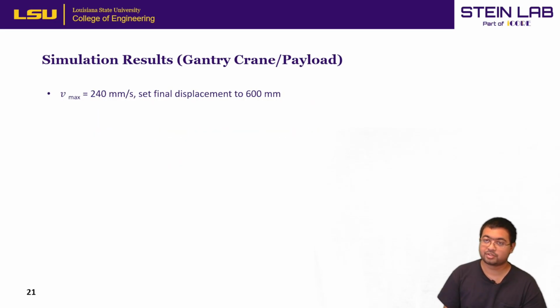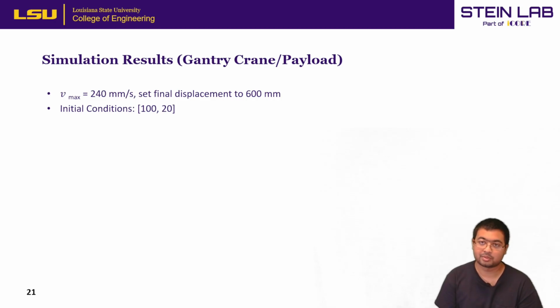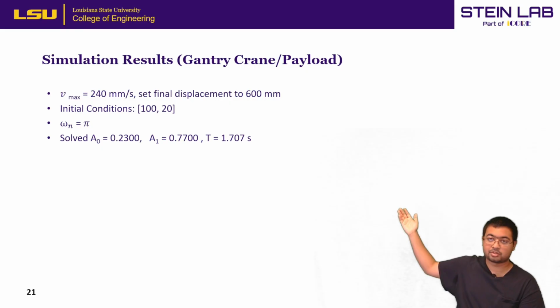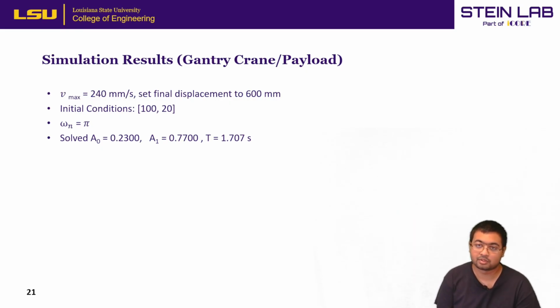For the simulation results of our gantry crane and payload, we will have a maximum velocity of 240 millimeters per second, and we will have a final displacement of 600 millimeters for our trolley. We will also consider initial conditions of 100 millimeters and 20 millimeters per second for our position and velocity, respectively. Our natural frequency will be pi, and solving for our gains and delay time, we have A0 equals 0.23, A1 equals 0.77, and T equals 1.707 seconds.